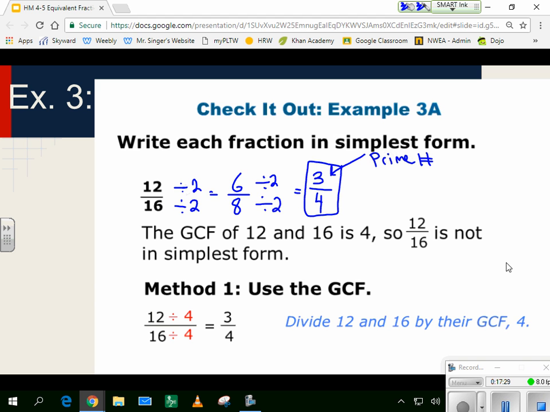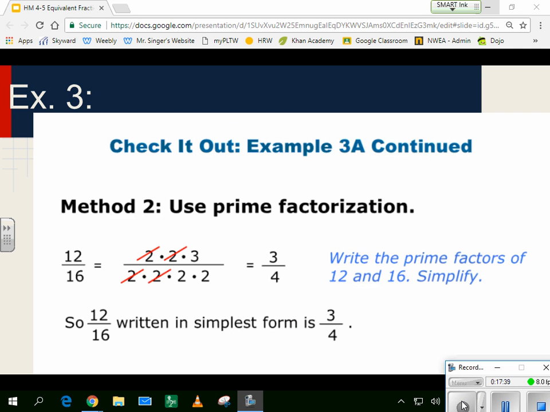Now, again, it's a lot quicker if you can find the greatest common factor like we did down here and be able to solve it that way. If the prime factorization method works for you, this is how you do it. The prime factorization of 12 is 2 times 2 times 3, and 16 is 2 times 2 times 2 times 2. So they both share 2 sets of 2, so you cross those out. Now the numerator, all that's left is a 3, and the denominator is 2 times 2, which is 4. So that's another way that you can do the work, whichever one you feel most comfortable with.